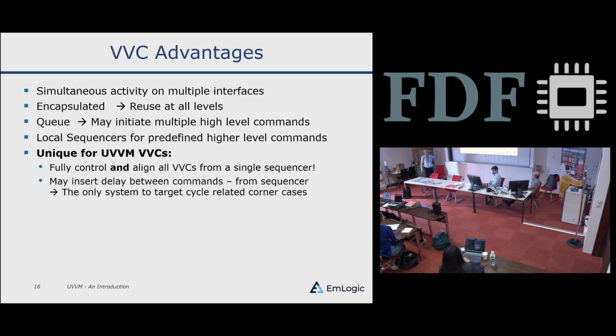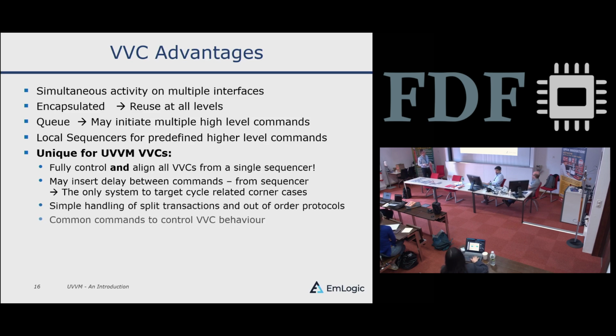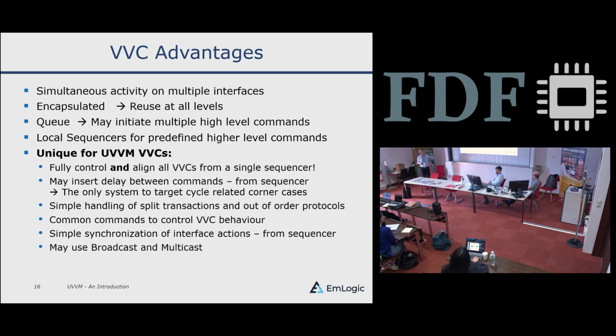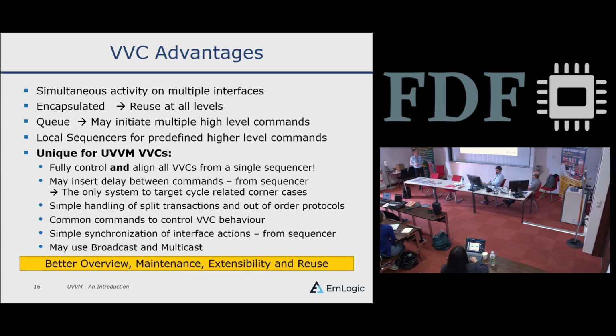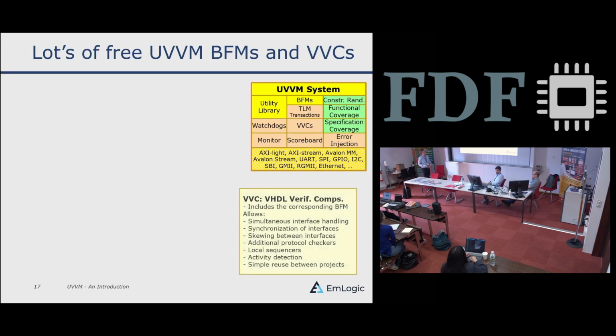You can insert delay between the commands so that you can tell the verification component, do that, then wait 15 nanoseconds, then do that. And that means you can skew the interface actions, so the actions on the interfaces with respect to each other. And that means you can hit corner cases in your system, cycle-related corner cases. You can have simple handling of split transactions and out-of-order protocols, common commands to control behavior, and simple synchronization of the interactions from the sequencer. Also, by the way, broadcast and multicast is possible in this system. That means you get a better overview, maintenance, extensibility, and reuse, as was the target in the first place.